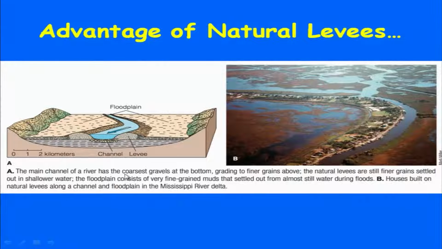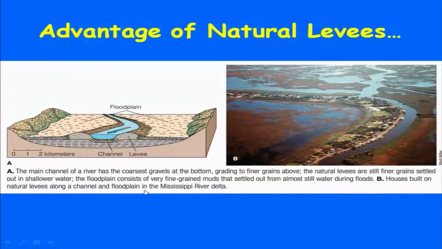The main channel of the river has coarse gravel at the bottom over here. This is mainly the bed load, and then you will have the suspended load over here, grading to finer grains above. The natural levees are still fine grain, settling out in shallow water. So, this will be mostly fine grain landform compared to the channel bottom, and the floodplain consists of very fine grain mud, silt or sand. It's almost still water during the floods.